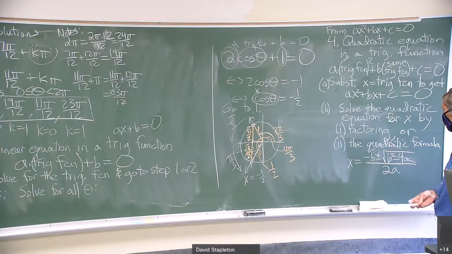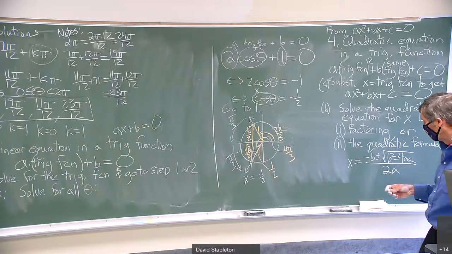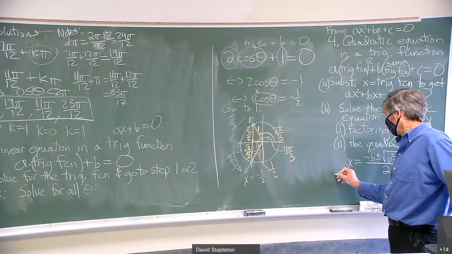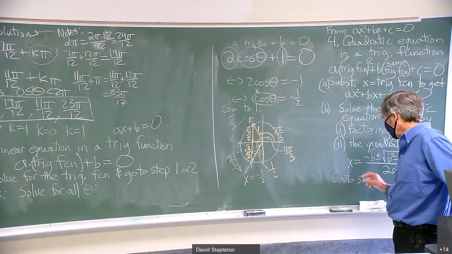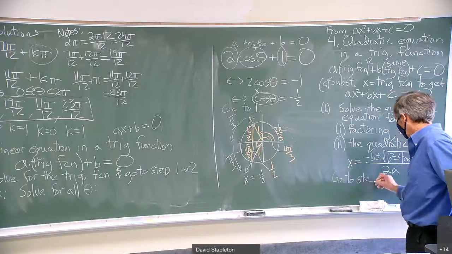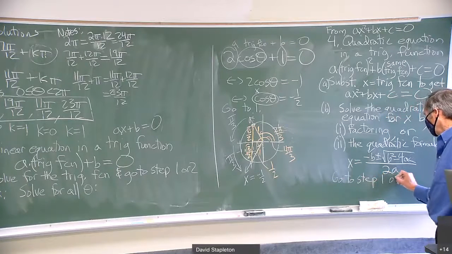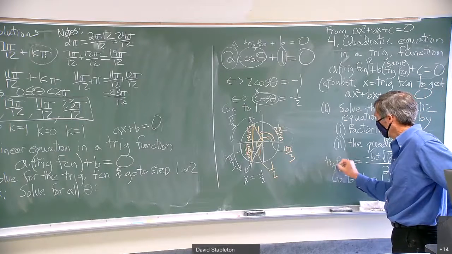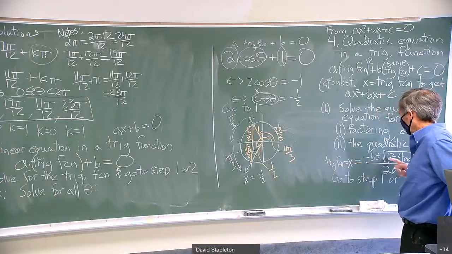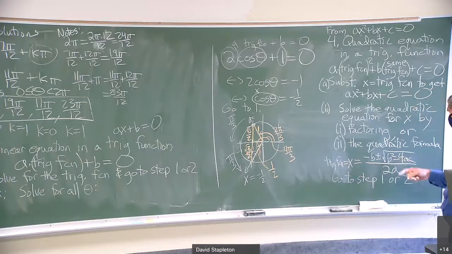So you can get 0 solutions, one solution, or two. But you find the solutions, and now what you have is x equals one or two numbers, or 0. Now, go to step 1 or 2, because you now have trig function equals a number. Trig function equals a number, step 1 or 2.